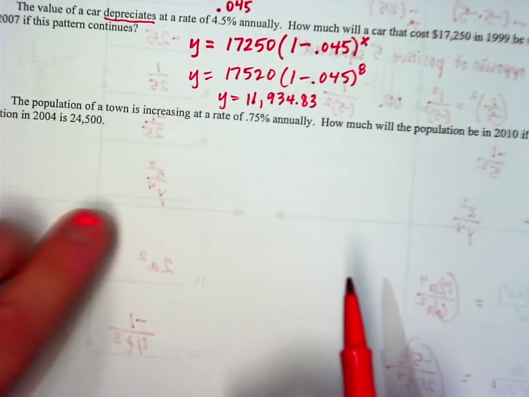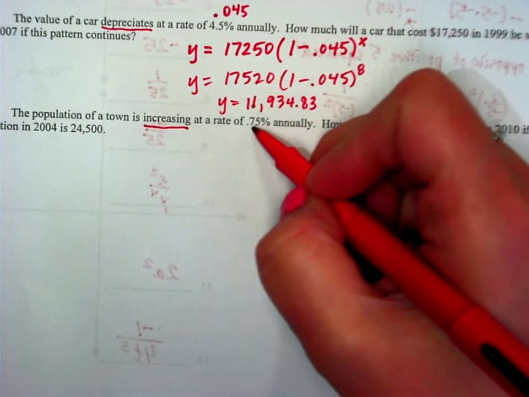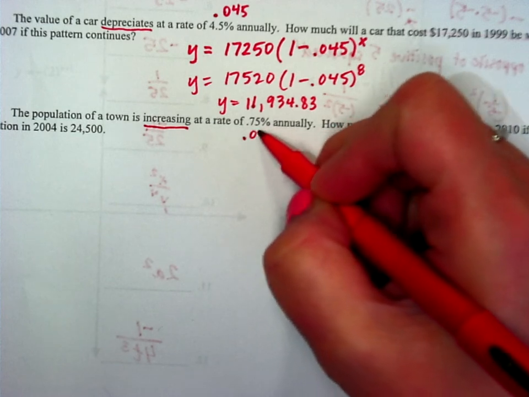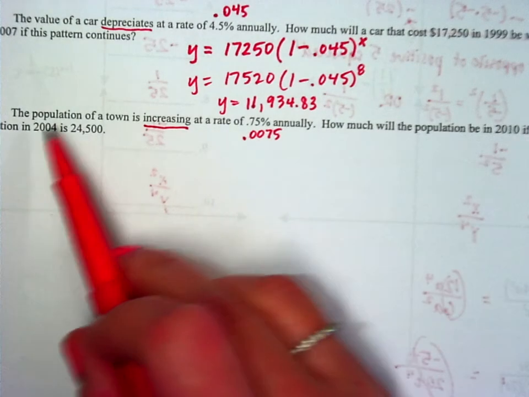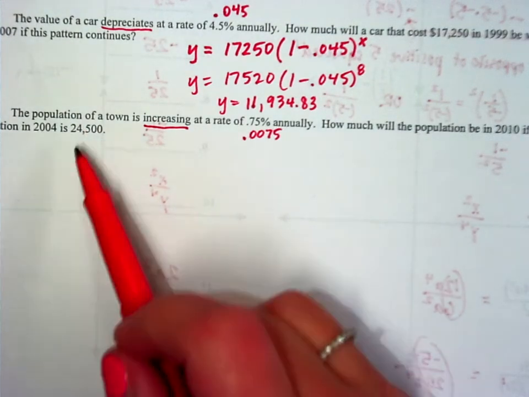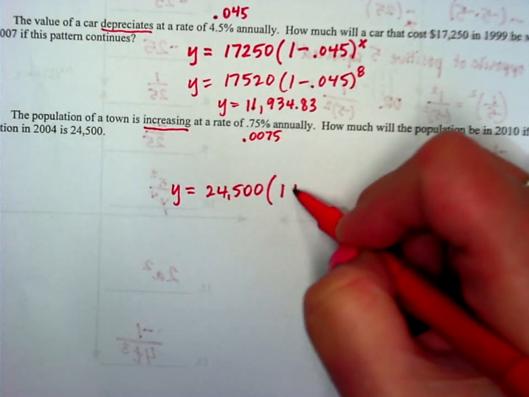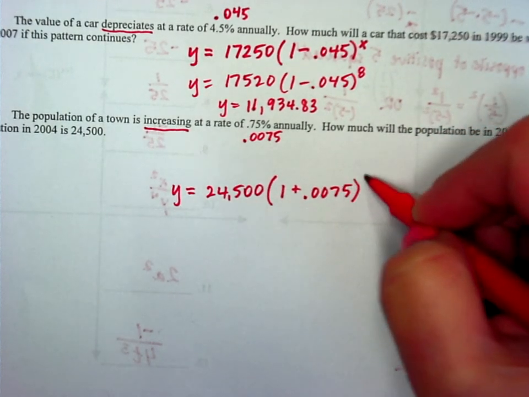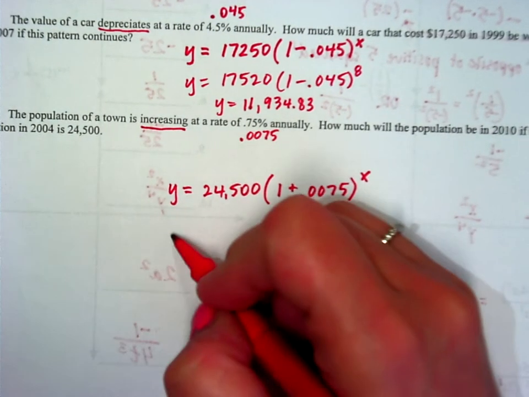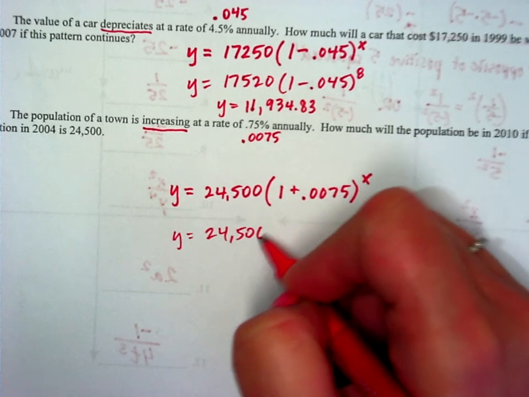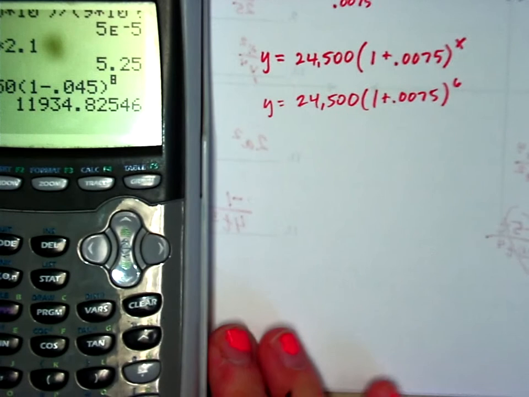Okay, and then number 20, it says the population in the town is increasing, right, at 0.75%, so I have to turn that into a decimal again, so I'll move the decimal place twice, 0.0075. How much will it be in 2010? If the population in 2004, that was 6 years ago, was 24,500. So my model would be y equals 24,500 times 1 plus 0.0075 to the x, or t. And then I'm going to go ahead and plug in. I have to figure out that that's 6 years, right? Y equals 24,500 times 1 plus 0.0075 to the 6th. Okay, and again, use your calculator to evaluate that.